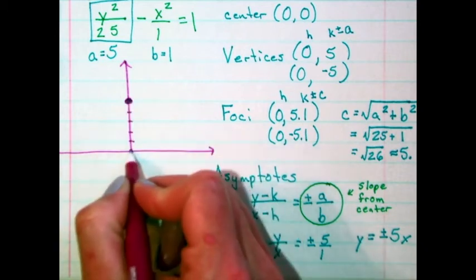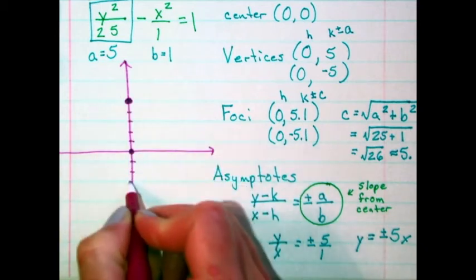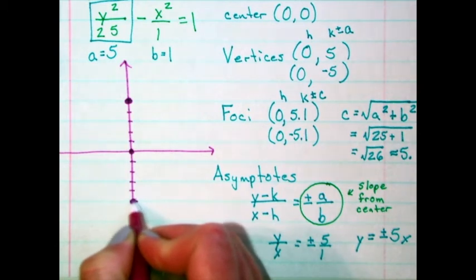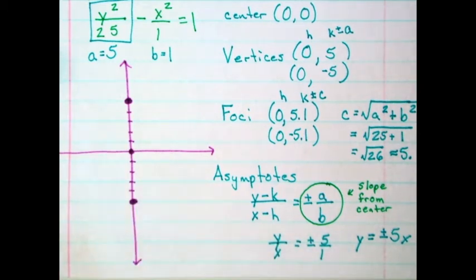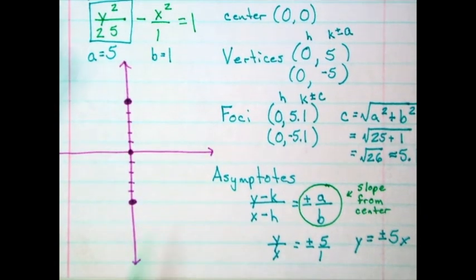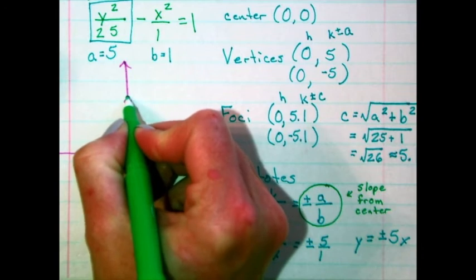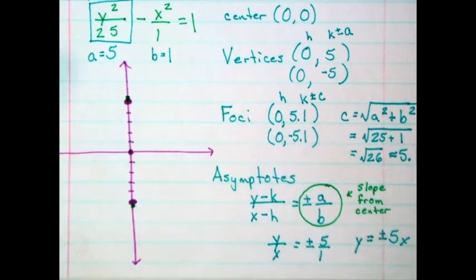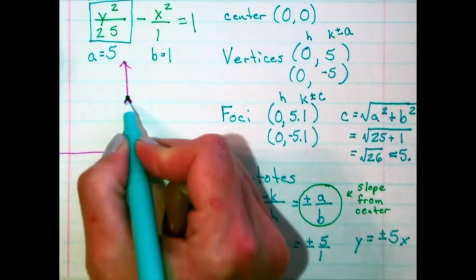So there's my center and my two vertices. So I went up 5 and down 5. Now if I want to go ahead and put the focus points on there, it's just going to be right on the other side of those points. So not very far away at all. And then if I want to find my asymptotes, I can count from the center 5 over 1. So positive 5 over 1, up 5, and right 1.